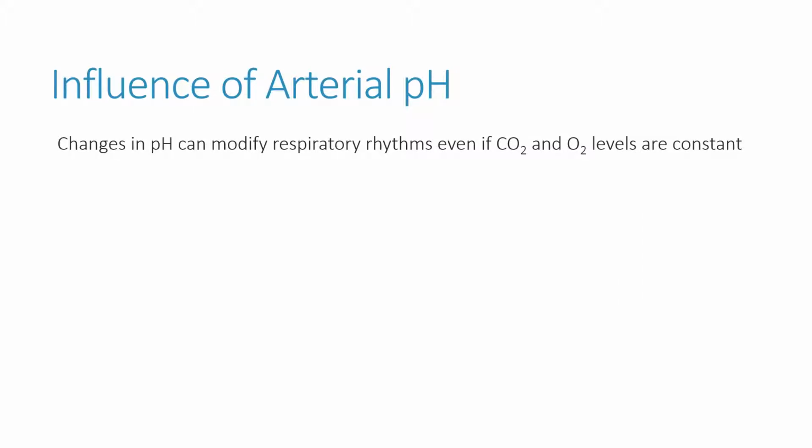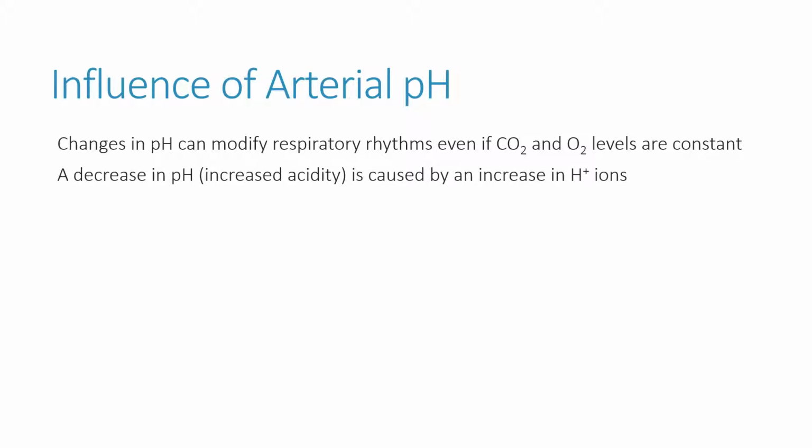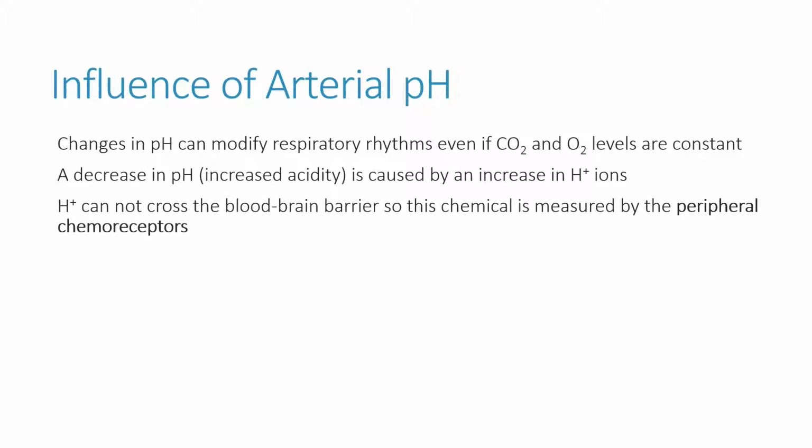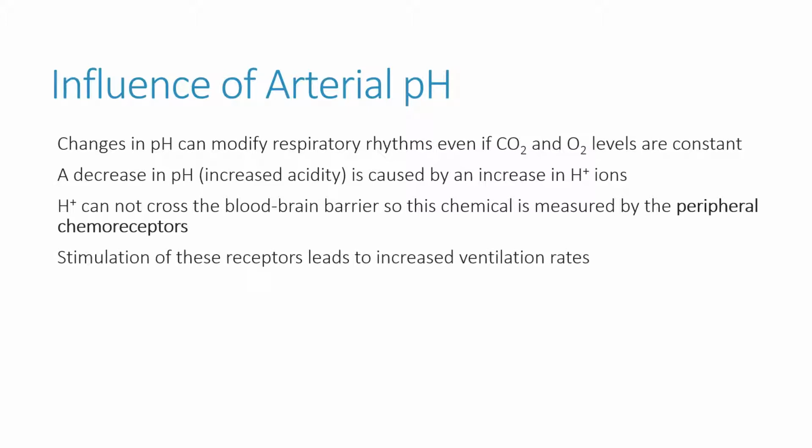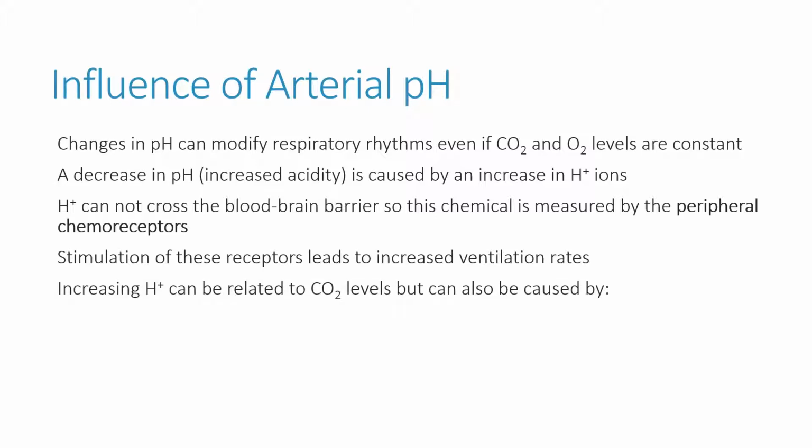Changes in pH can modify respiratory rhythms even if carbon dioxide and oxygen levels are constant. A decrease in pH, remember that means that we are actually increasing acidity, is caused by an increase in hydrogen ions, H plus ions. These H plus ions cannot cross the blood-brain barrier, so this chemical is measured by peripheral chemoreceptors, just like oxygen levels were being measured. Stimulation of these receptors leads to increased ventilation rates.